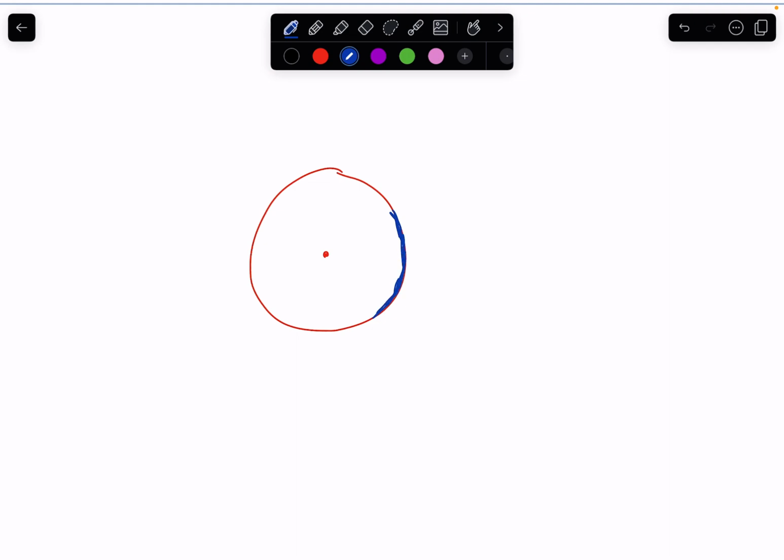If I connect from the center of the circle to the ends of that blue arc, let's say this is 40. Nope, that's not even close to right. We better go this. If this arc is 85 degrees, this measurement right here is 85 degrees, or the other way around. If one is 85, the other one is 85.